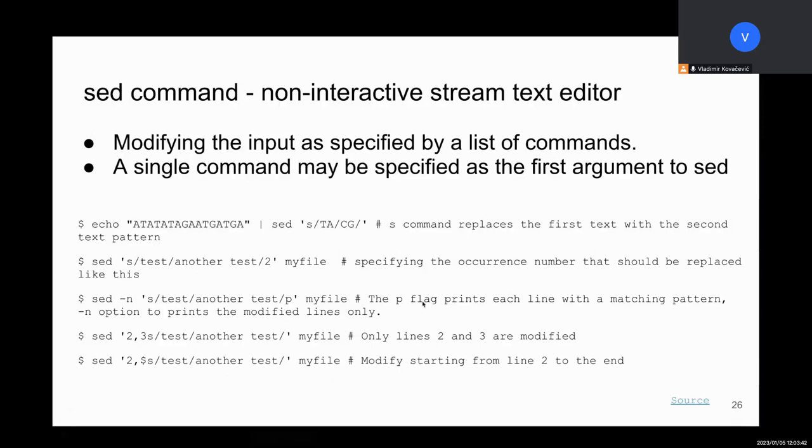We can print the entire line which contains this search text, in this case test, replace it with the syntagma another test, and then print the modified line, and with the minus n we can print only modified lines. We can also select on which lines to perform the search, for example only lines 2 and 3 of the file, or if we want to skip the first line with the replacement, we can define it here from line 2 till the end of the file. Usually the dollar sign in Unix commands signifies the end.